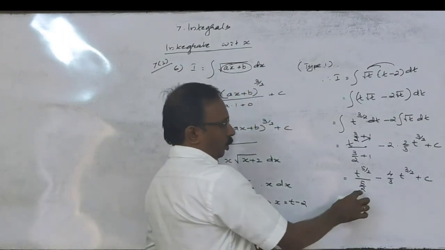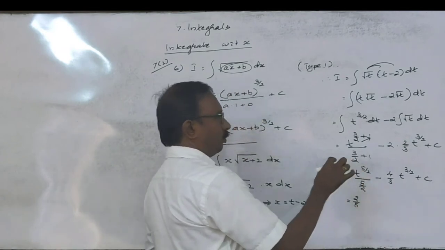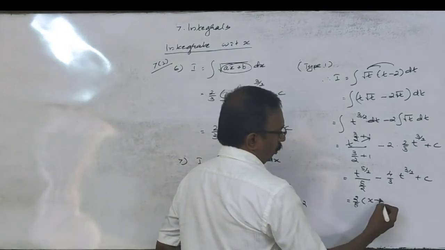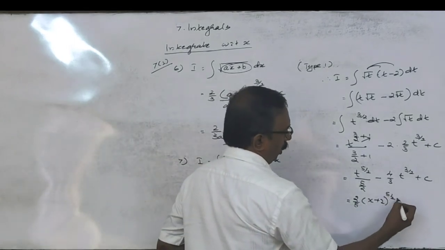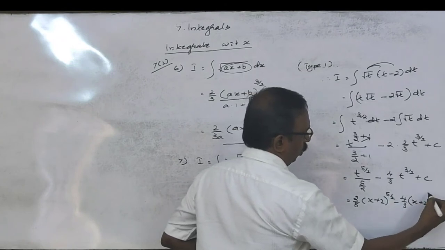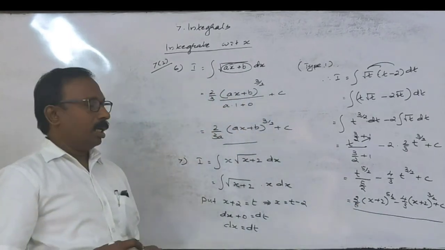The numerator becomes 2/5 into, instead of t, write x plus 2, the whole raised to 5 by 2, minus 4 by 3 into x plus 2, the whole raised to 3 by 2, plus c. Isn't it?